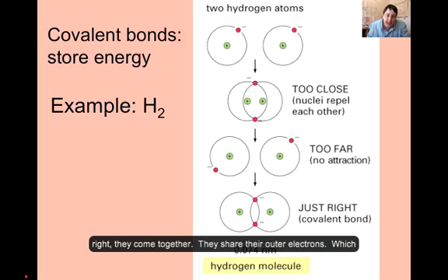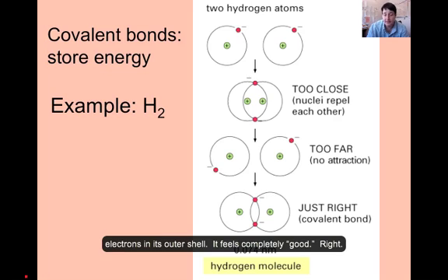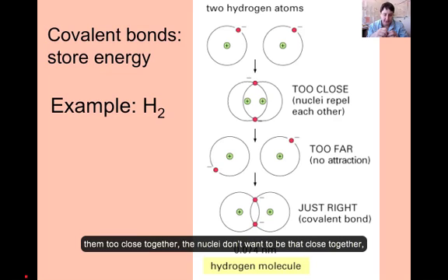If you have 2 hydrogen atoms, right, they come together, they share their outer electrons, which now each hydrogen atom has 2 electrons in its outer shell. It feels completely good, right? If you have 2 atoms and you bring them too close together, the nuclei don't want to be that close together and they will repel one another. And that's due to van der Waals forces, all right? If they're too far apart, they can't attract one another. And so there is a distance that's optimal for that.